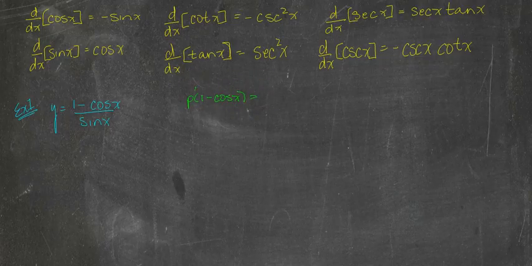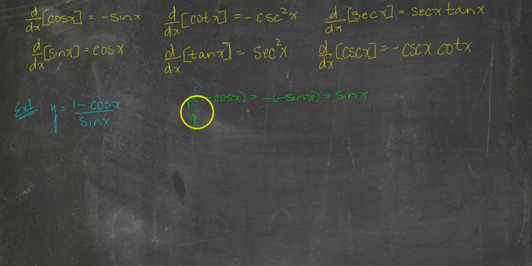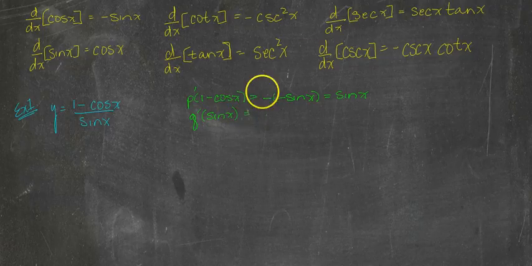So to find the derivative of 1 minus cos x, well, the derivative of 1 is 0, so I have negative, and we know that the derivative of cosine x is negative sine x, so that equals sine x. The q prime of sine x equals cosine x.